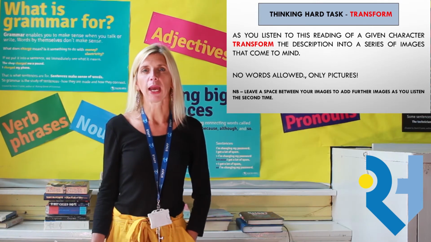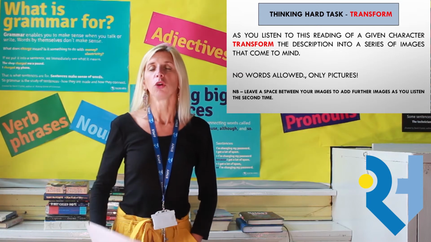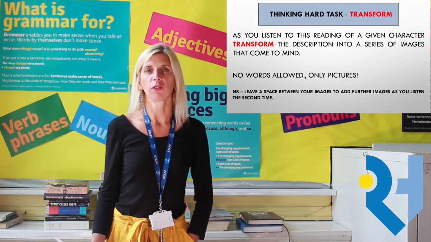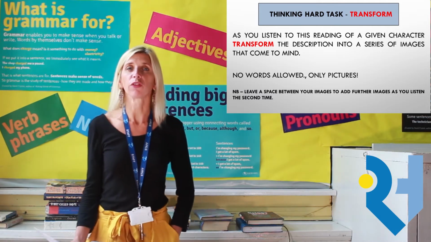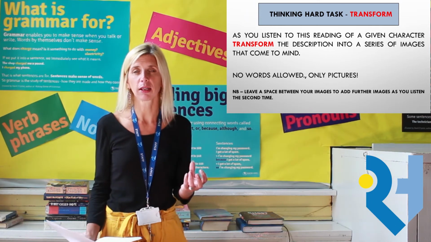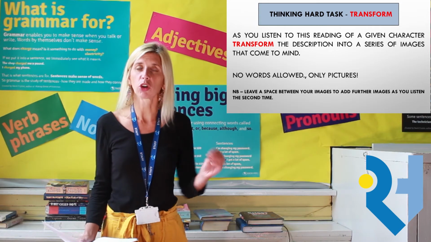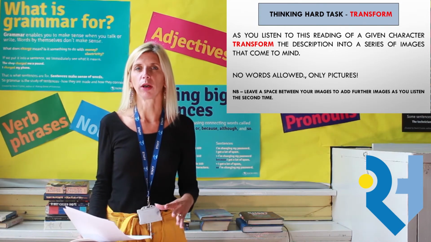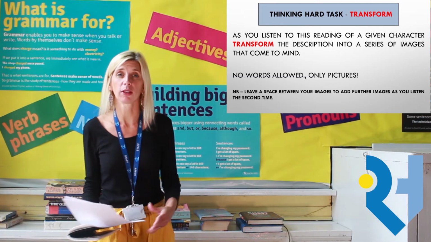Leave a space, if you can, between each image, so that when the second time of reading, or you going back over this particular part of it, you're able to add in any images that you feel you missed out on the first time of listening. So with your pencil ready, you need to be listening. You might want to close your eyes as you're hearing this and visualise and record any images that come to mind, because what you're ultimately trying to do is build up a sense of what and who this character is like.